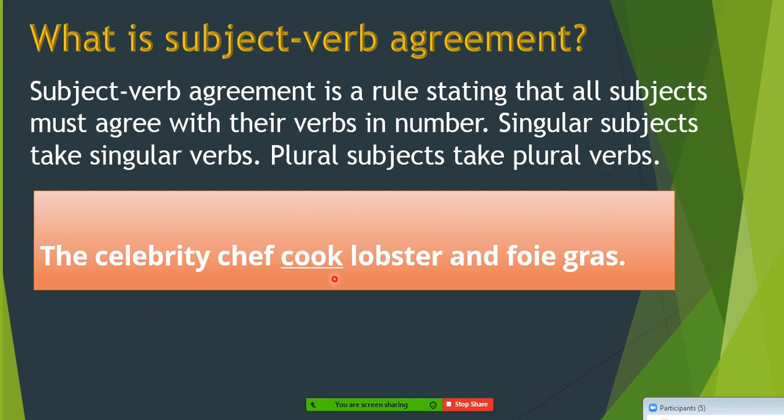Did you find any mistake in this sentence? Yes. What is it? What's wrong about cook? It could be the celebrity chef cook. Farah, can you just raise your voice a little bit? It could be the celebrity chef cook. Good morning, Yusuf. Yes. Okay, good morning. So the mistake is in cook. It should be cooks. Why cooks, Farah?